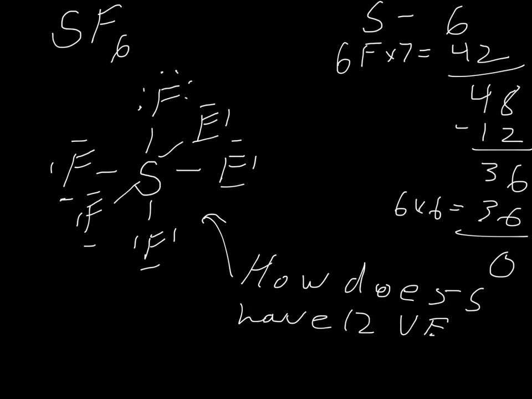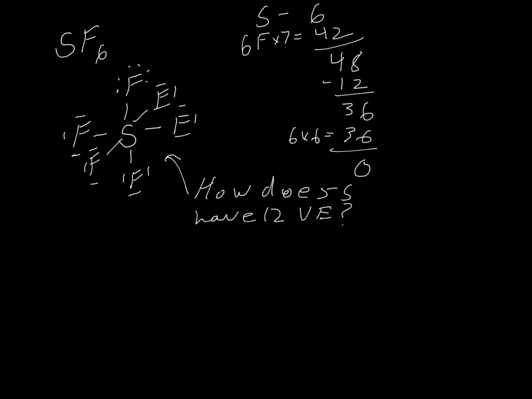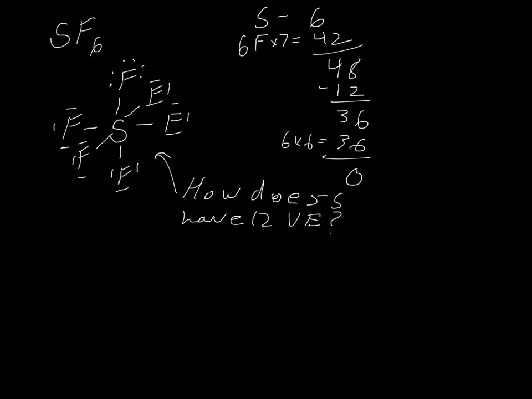How does sulfur have 12 valence electrons? Well, first of all, let me tell you this isn't a mistake. This compound can and does exist. How is it possible that sulfur has 12 valence electrons? Well, locate sulfur on the periodic table. Sulfur is in the 3rd period.